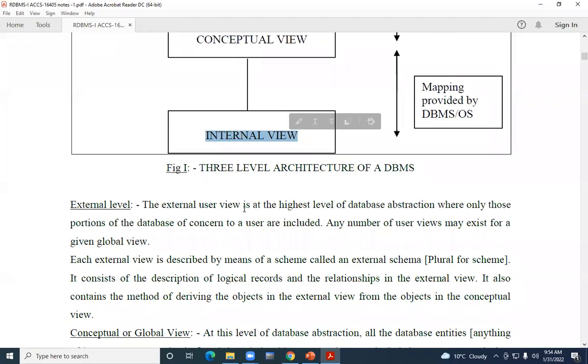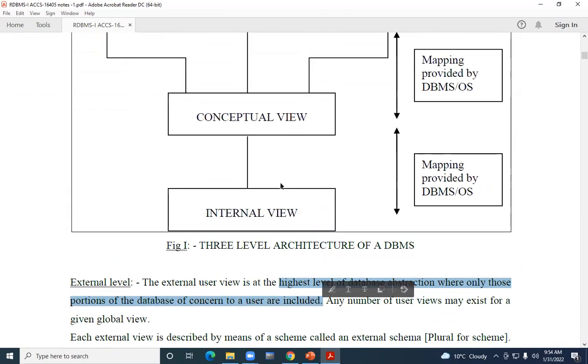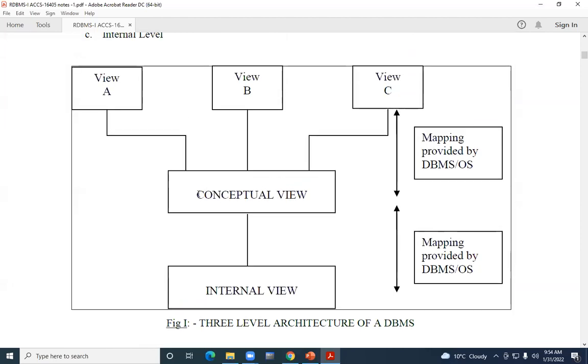So at the external level, it's the highest level of database abstraction, where only those portions of the database of concern to a user are included. What is the meaning of this point is that we may be having a large database here, a large table having some hundreds of columns. But maybe user A is interested to work with only 5-6 columns. User B wants to work with some other columns. So there's an abstraction of view. We cannot see the entire database here.